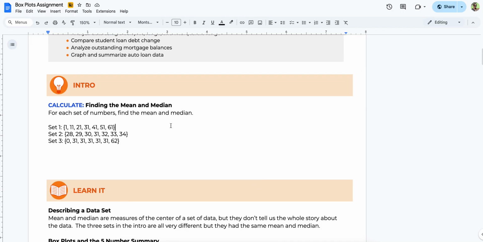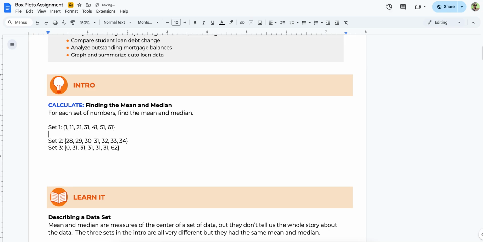So the first intro asks you to find the mean and median of the following numbers. So I'm just going to go ahead and start with set 1. To find the mean, you're just going to add up all the numbers. So 1 plus 11 plus 21 plus 31 plus 41 plus 51 plus 61. And then you're going to divide by how many numbers there are. So it looks like there are 7 numbers. So we're going to divide by 7. And so when we do that, we should get 31. So this is our mean.